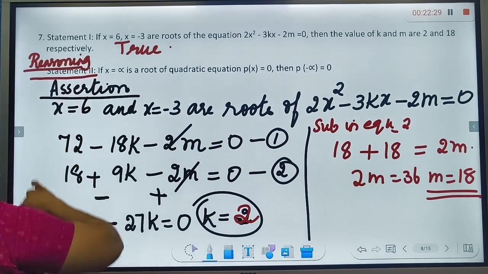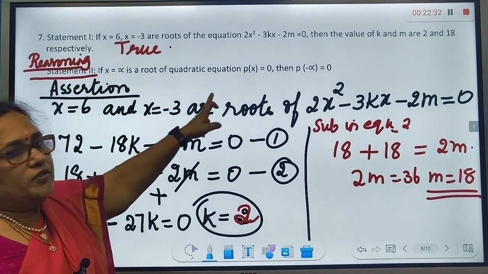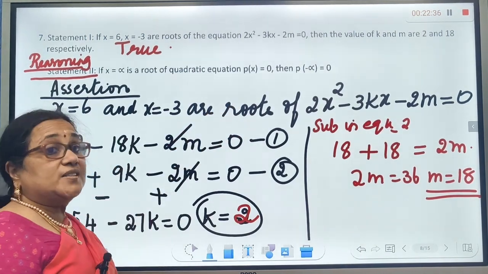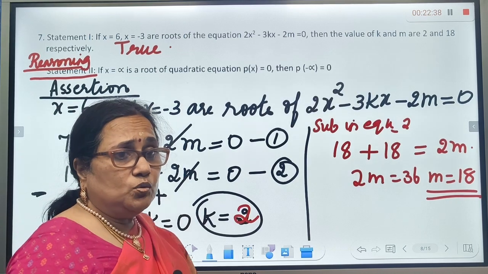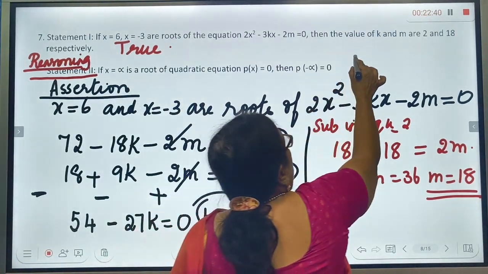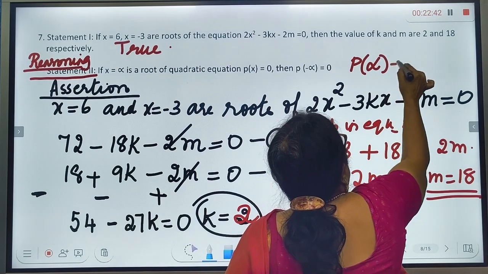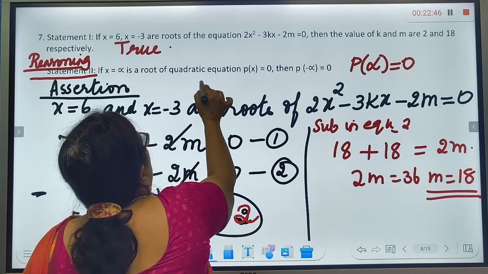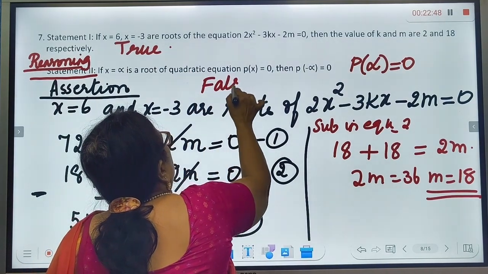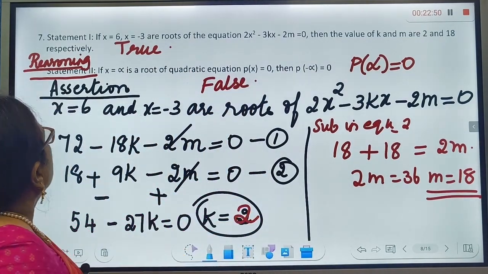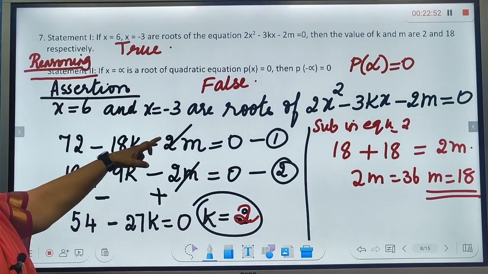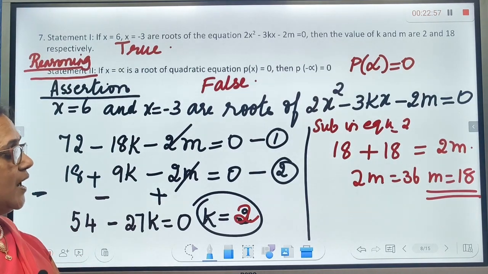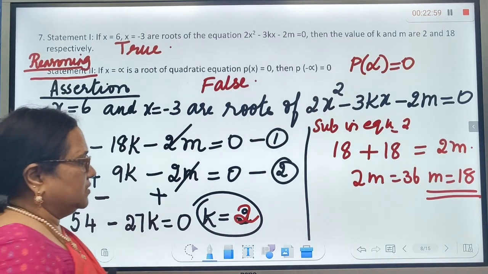Assertion and reasoning. If x equal to alpha is the root of the quadratic equation p(x) equal to 0, is p of minus alpha equal to 0? Is it true? No, it is only p of alpha equal to 0. We put x equal to alpha, so p of alpha equal to 0. This is true, but this is false. Assertion is true, reasoning is a false statement. Are you able to follow how to analyze assertion and reasoning questions?